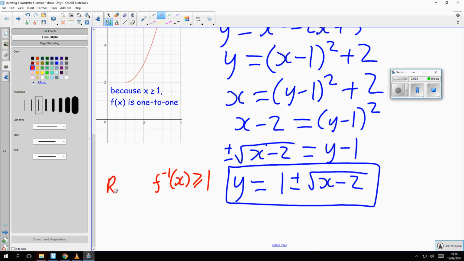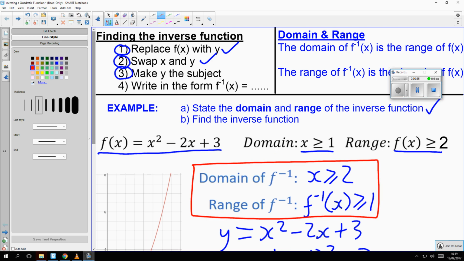Now if we look at y, we need to make a choice that will give us that range. So that tells us that y must be 1 plus the square root of x minus 2, because then all the y values will be bigger than or equal to 1, which means it will have the range that we know the inverse function is meant to have. So we reject the answer that's got a negative in it, because that would have the wrong range. It wouldn't match up to what we know from earlier in the question.